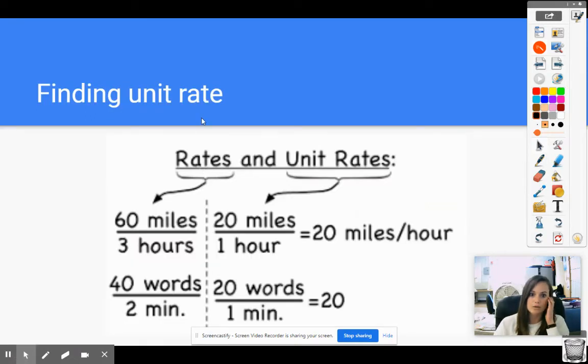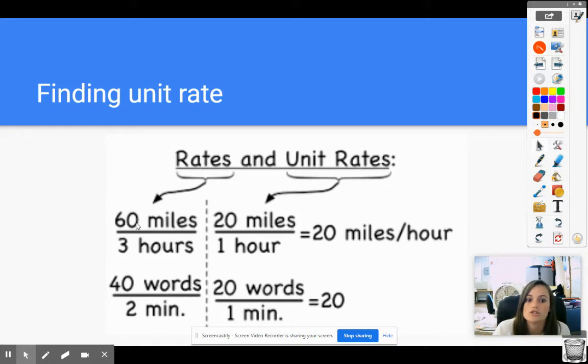So to find unit rate, what you want to do is divide, but you have to make sure that you're dividing in the correct way with the y value over the x value, which we're going to talk about in a second. So if you think about it, you wouldn't want to do hours per mile. We don't say that. We want the miles per hour. Time is always going to go on bottom.